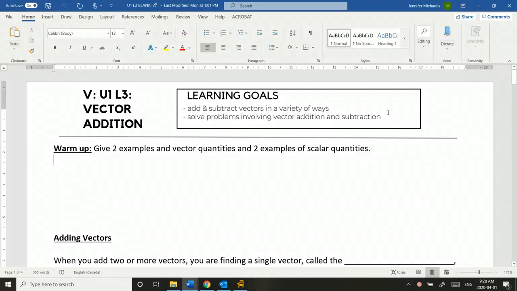Hi everyone, today we're going to talk about vector addition. Before we start today, I just want you to think about some of the lessons that you learned last week and see if you can give two examples of vector quantities and two examples of scalar quantities. Okay, pause the video, see if you can come up with something. Extra points if you can come up with something that we haven't talked about yet.